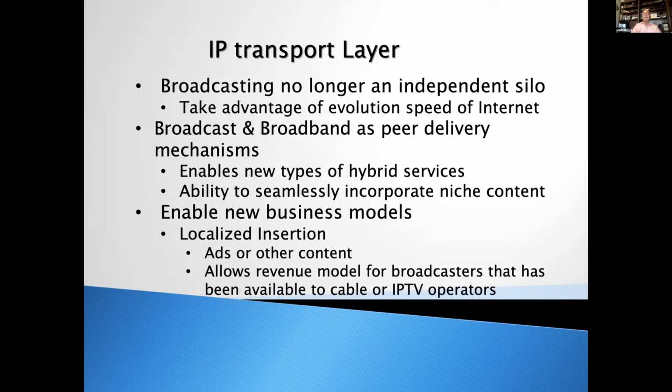Okay, so the IP transport layer. It really speaks for itself, because we're no longer just a linear TV signal anymore. Now it's just broadcast and broadband, and you'll hear a lot about that, because that's going to enable the business models. You'll be able to have localized insertion, ads, everything else. The revenue models are not even discovered and invented yet. But if you want to think about them, these are going to be the revenue models that have been available to cable and IPTV operators. That's a very big deal for us.